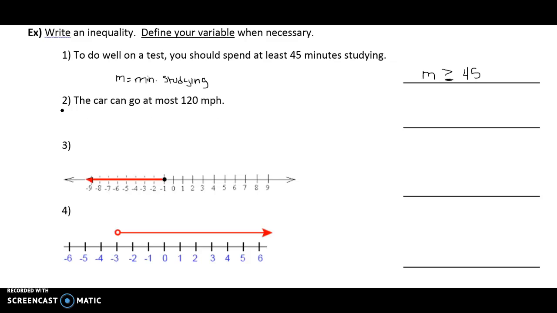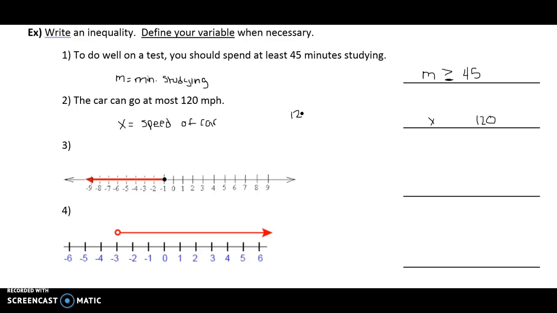Okay, so the car can go at most 124 miles an hour. Let's call X the speed. Okay, what can my speed be? Speed of car. Okay, so X. Let's put X. Let's put 120. So think it through logically. Car can go at most 120.